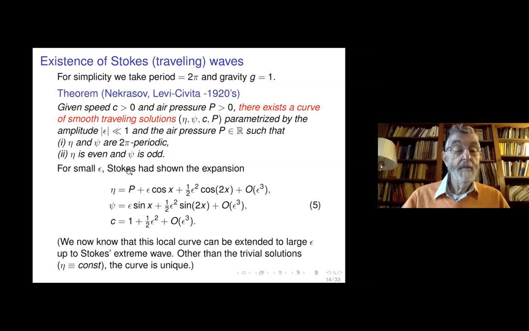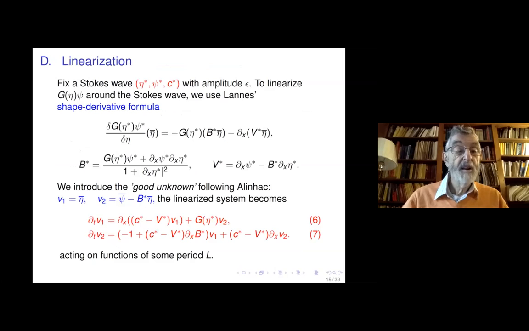And in fact, many years before, like 70 years before that, Stokes, even though he didn't have a rigorous proof, wrote the expansions down for small epsilon. Everything is small; that is, the amplitude of the waves is small here. And he wrote this down as correct, even though it goes way back, almost two centuries. Okay, so we have the Stokes wave. We're going to be perturbing from them. So we're going to linearize. We're not doing the nonlinear instability in this talk.